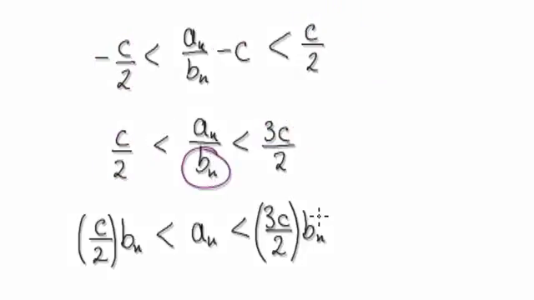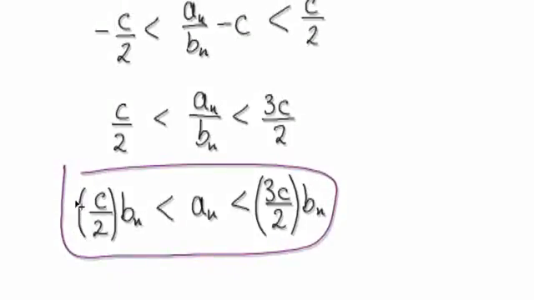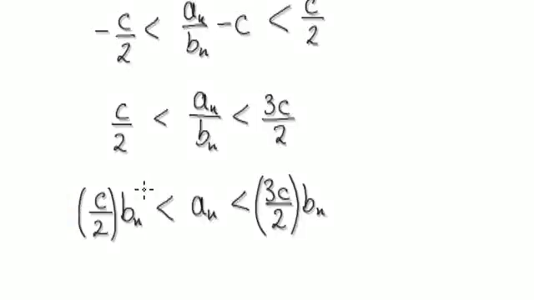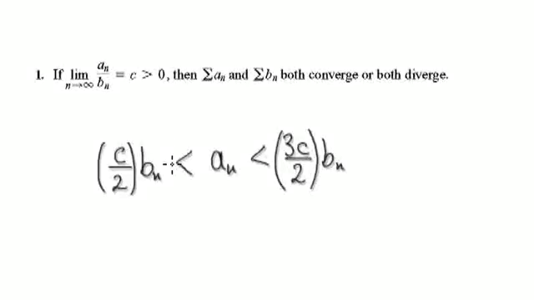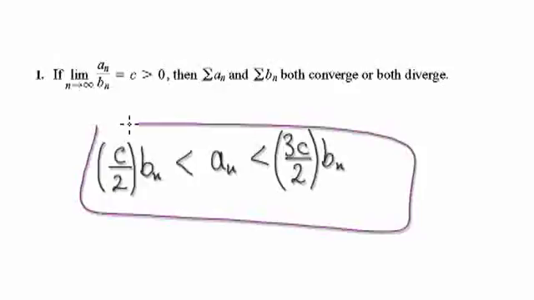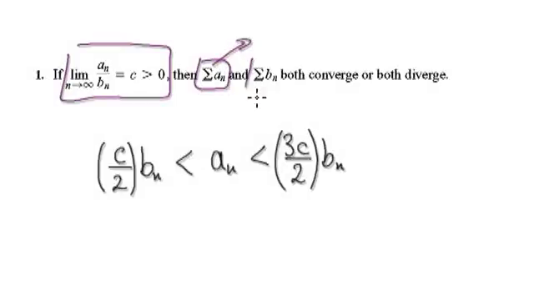Now multiply by Bn on both sides, times Bn. That would then give you this. Once you get to this stage here, you can see that if this has been satisfied, then if this thing here diverges, then this thing here diverges. If this thing here converges, this thing here will converge.